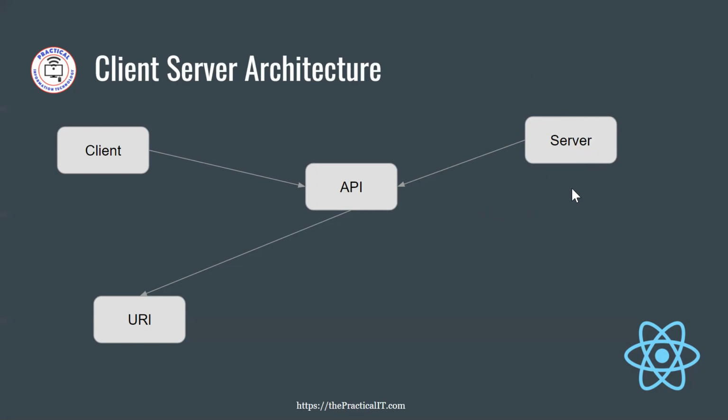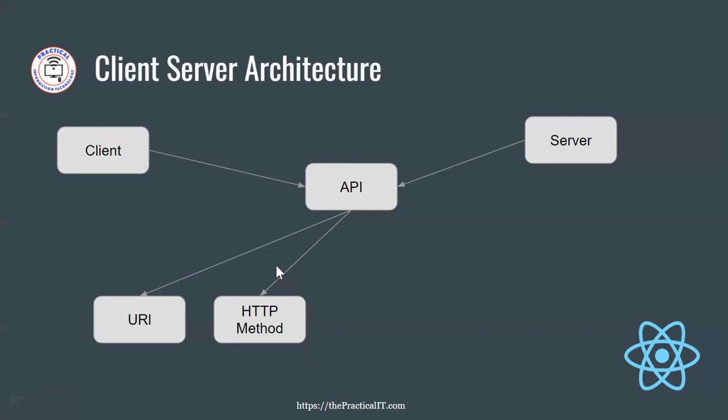Based on that URL, we have the first piece of information, so we know where to fetch the data. The other part is the HTTP method. The most common ones that we use day in, day out are GET, POST, DELETE, PUT, and PATCH. There are more as well, but most of the time it's going to be these.